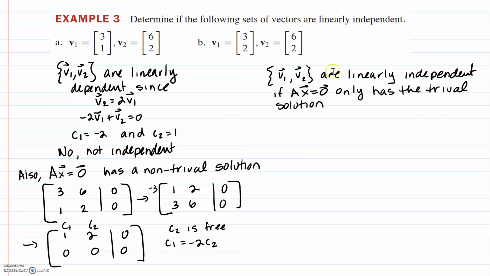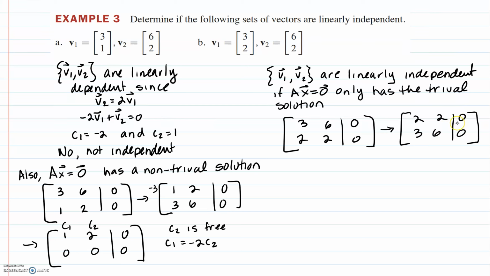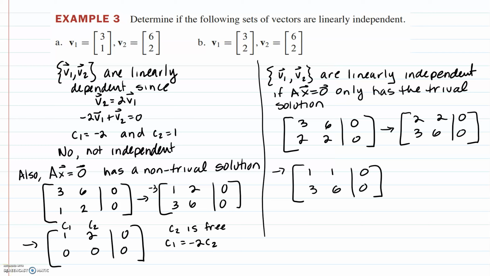We know v1 and v2 are linearly independent if the equation that matches them, Ax equals 0, only has the trivial solution. So for this one, I'm going to start with that. I'm going to first switch the rows. Then I'm going to divide the first row by 2. Then I'm going to get a 0 in that first column, second row, again, by multiplying the first row by negative 3 and adding it to the second.